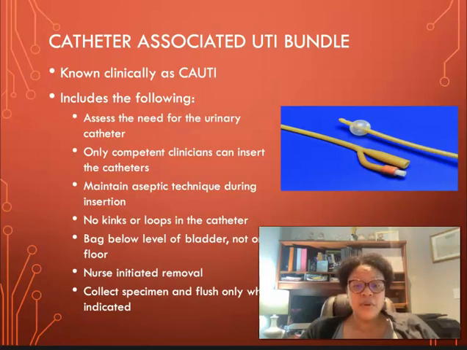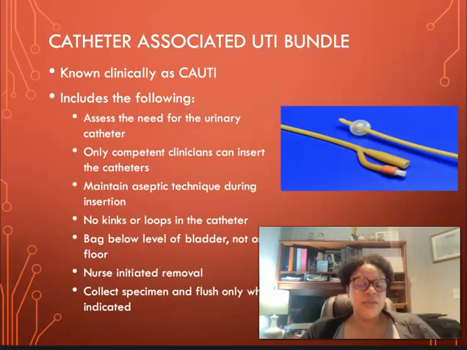We need to make sure that there are no kinks or loops in the whole system, even the drainage system that goes down to the bag. Make sure that nothing is kinking it. Make sure it's not sitting on the floor. And make sure it's below the level of the bladder, because if it's going by gravity, it can't drain if you're laying it on the bed where the bladder is pretty much level to it. So it has to hang below.